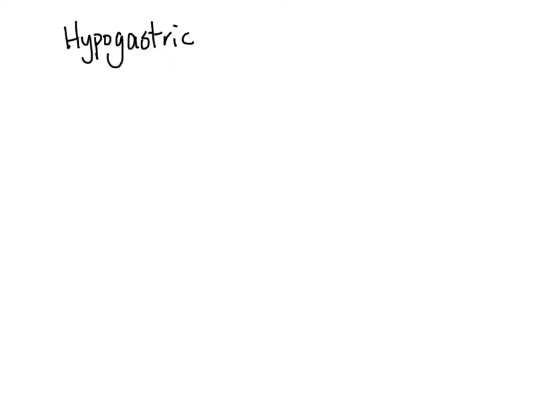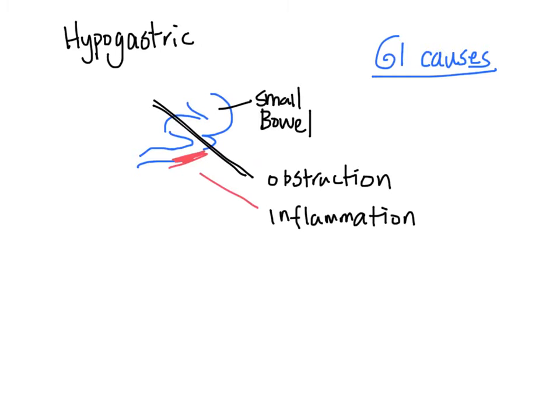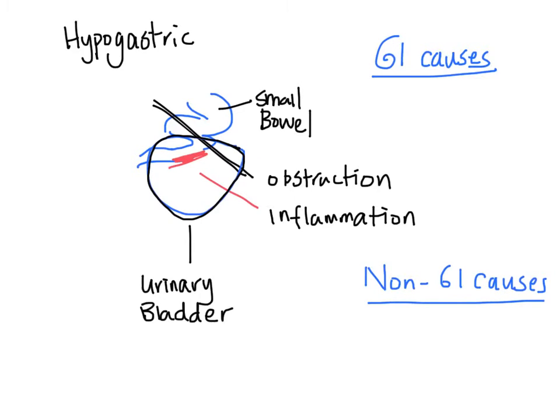What about the hypogastric area? What lives there? The small bowel. Therefore, conditions giving pain to that area can include obstruction or inflammation. What about non-GI causes? The bladder sits right in this area. Therefore, conditions such as cystitis, stones can give pain to this area.